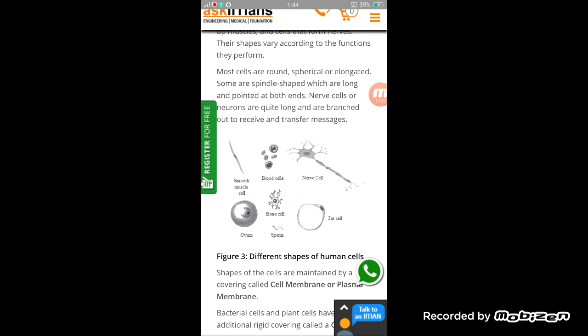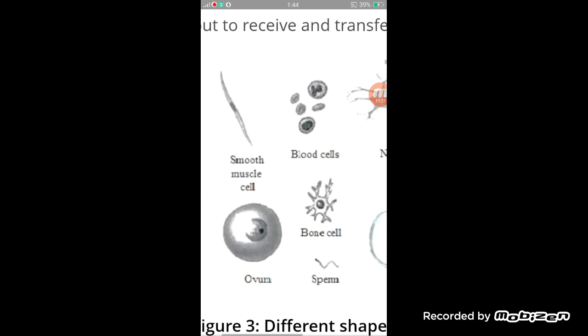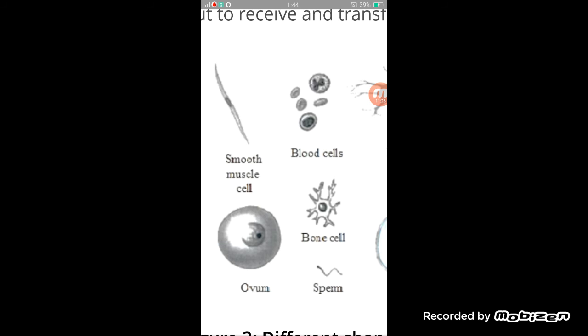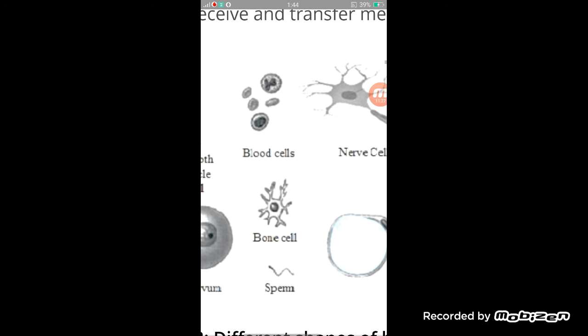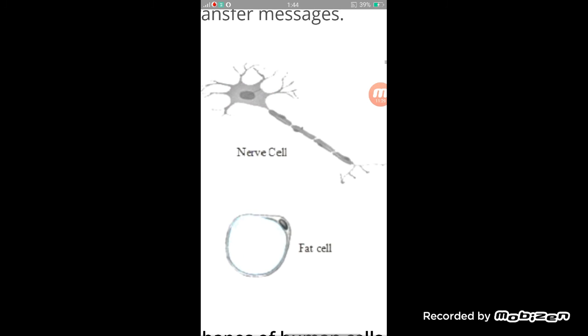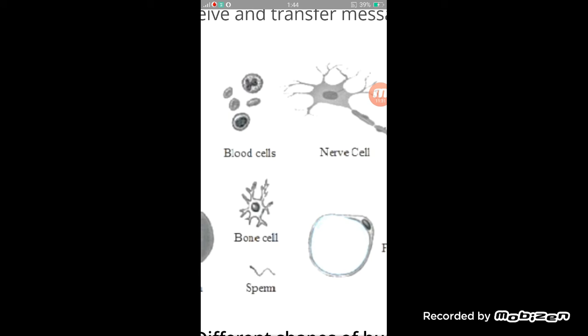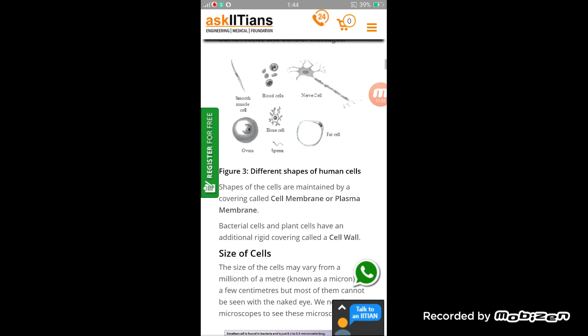And these are the pictures of the cells. See, this is a smooth muscle cell. This is an ovum, blood cells, bone cells, nerve cells, fat cells. Everything is given here in a very clear way.